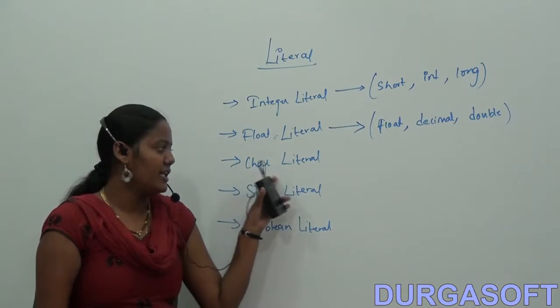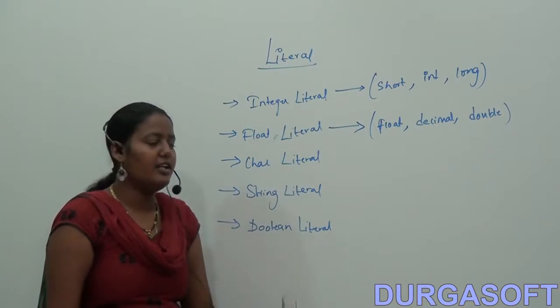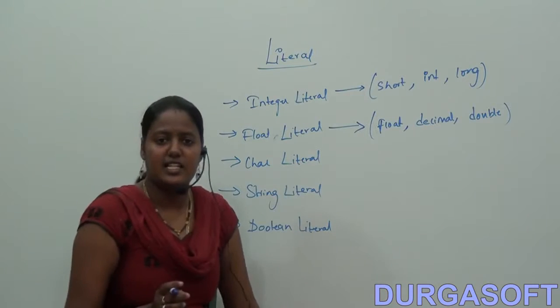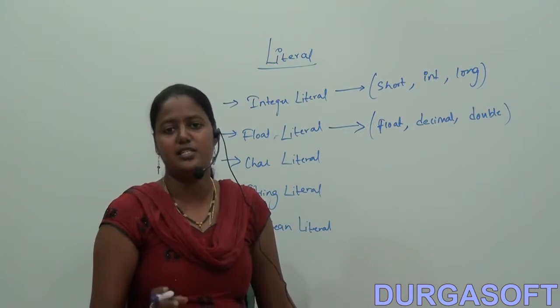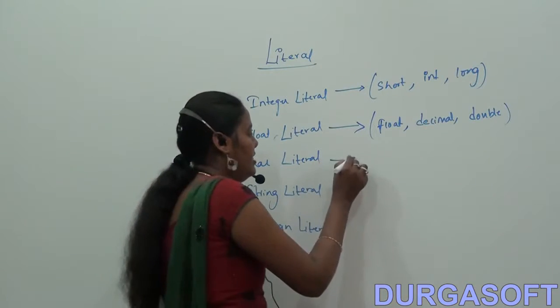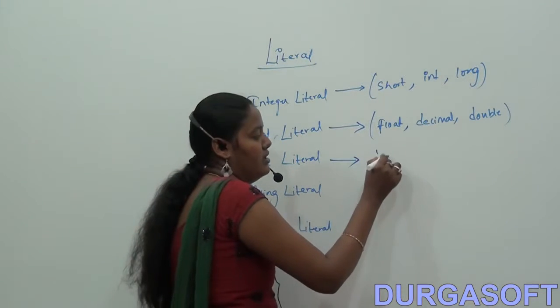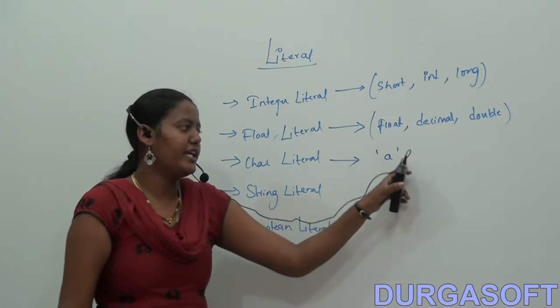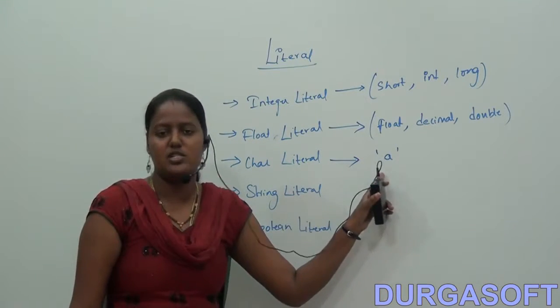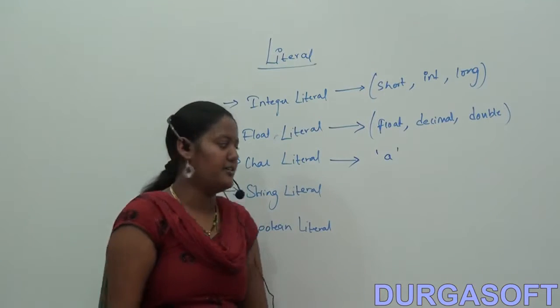And next one is char literal. Char literal is nothing but a single alphabet enclosed in single quotes; we call it a character literal. So an alphabet which is enclosed in single quotes, we call it a char literal.